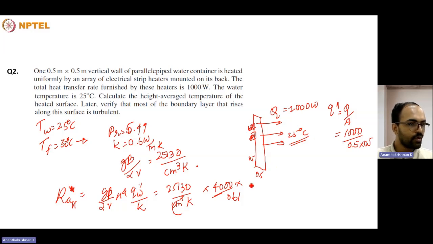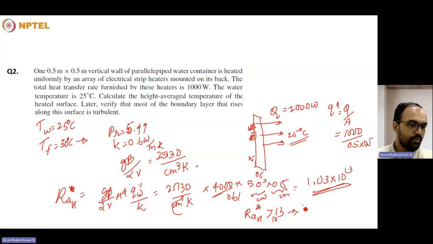we write it in the form of 50 centimeters, or 0.5 meters, as the height. So it will be 50 cube multiplied by 0.5, where this will be in centimeters and this will be in meters. And we get the value to be around 1.03 into 10 power 13. So we can assume this to be turbulent because the value of the flux Rayleigh number is greater than 10 power 13. So that will be turbulent or transition to turbulent. That gives an approximate answer, but this is not the Rayleigh number.